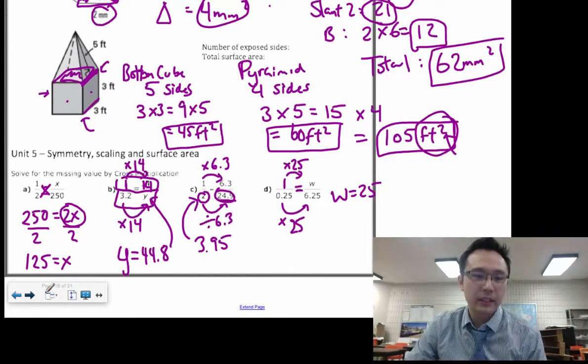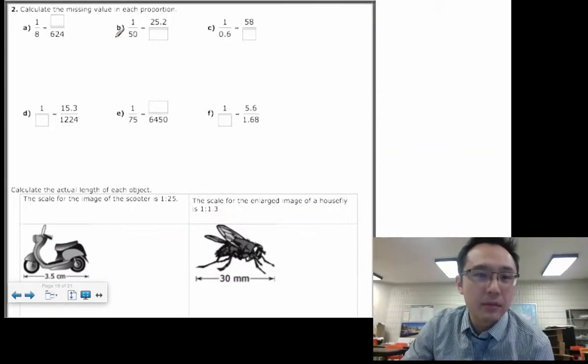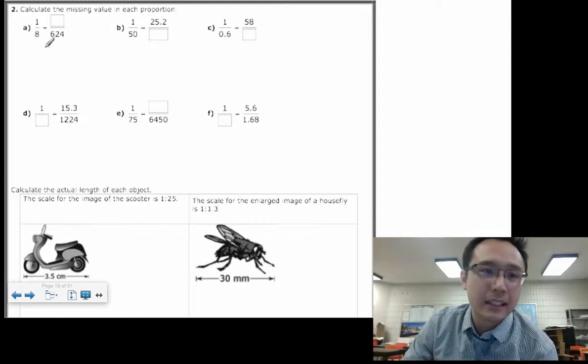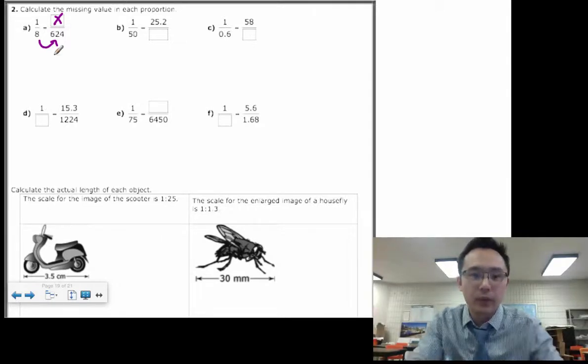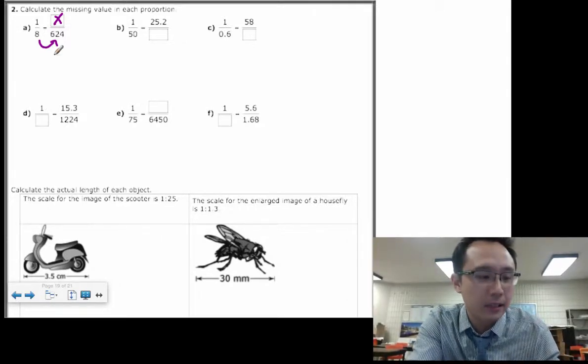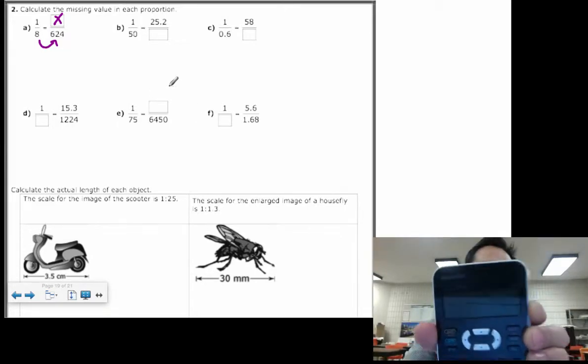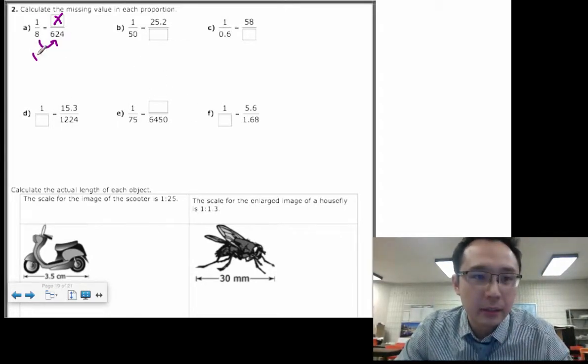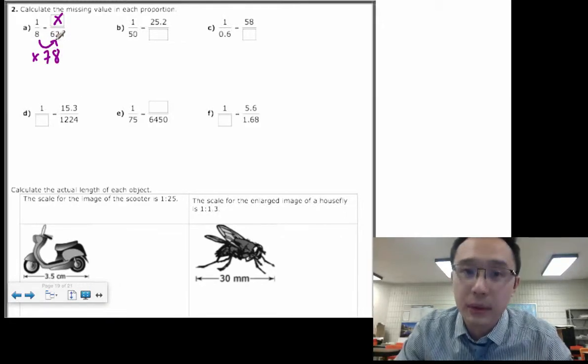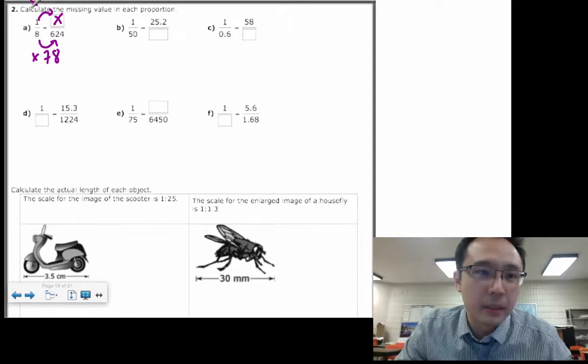So let's look at the next one. Find a missing value in each proportion. So it's exactly the same thing as before, just like having an X there. So how many times does 8 go into 624? I'm going to do that by dividing 624 divided by 8. That gives me 78 times. So that means I need to multiply the 8 by 78. 8 times 78 gives you 624. That means the top needs to be multiplied by 78.